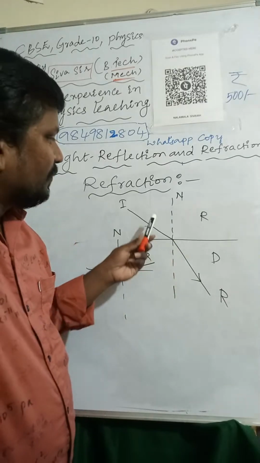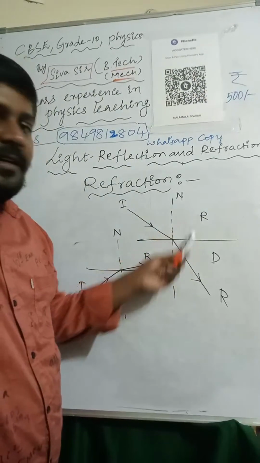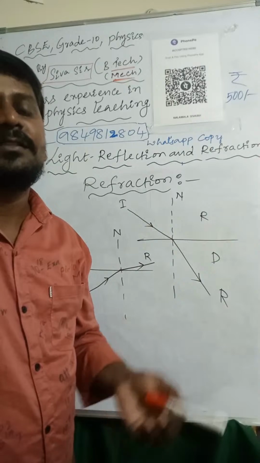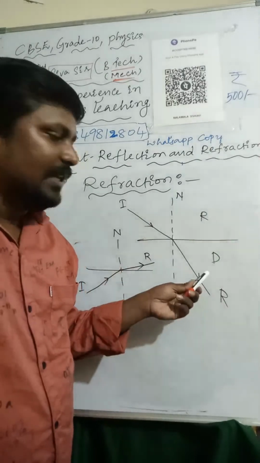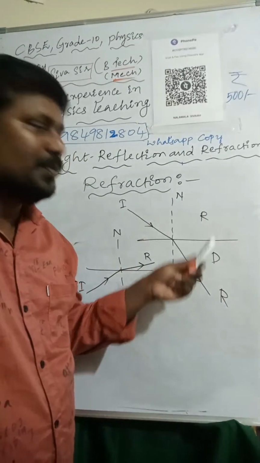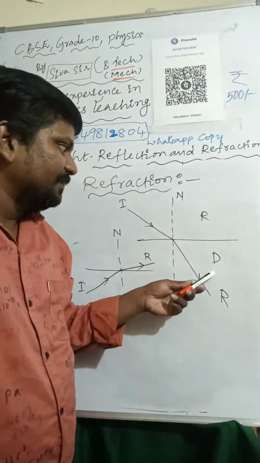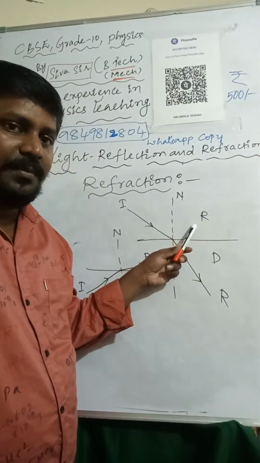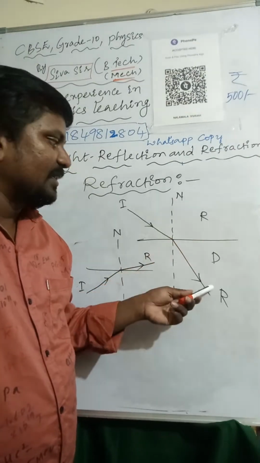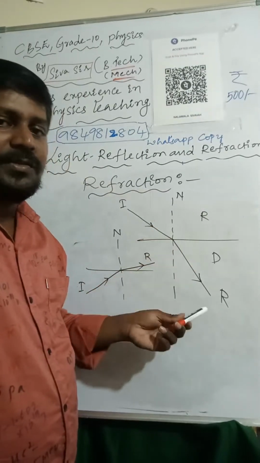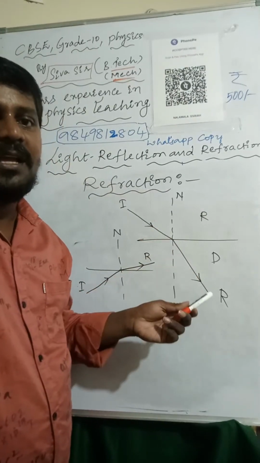Here you can observe that the light ray is moving from rarer to denser. Rarer medium means the speed of light is more in that medium. Denser medium means the speed of light is less in that medium. So when it is moving from rarer to denser, it bends towards the normal line.